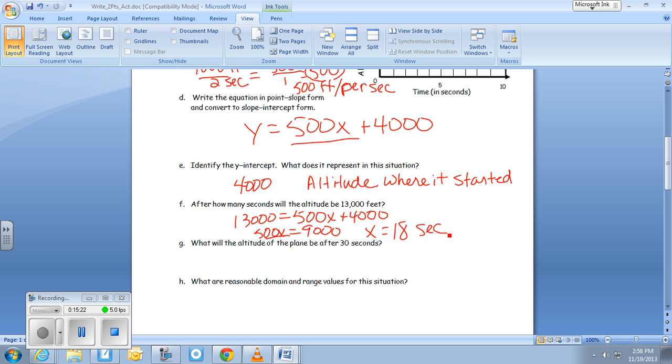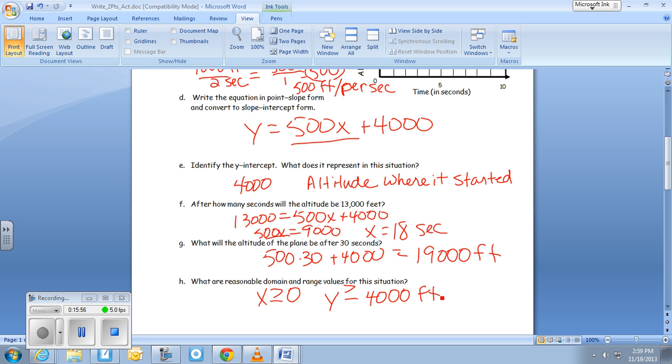Letter G, what will the altitude of the plane be after 30 seconds? So you're plugging in 30 for x, so it'd be 500 times 30 plus 4,000, which should get 19,000 feet. And then letter H, the reasonable domain. X is greater than or equal to 0 as far as times in seconds. And then your y would be greater than or equal to 4,000 feet, or 4, however you are translating your y-axis.